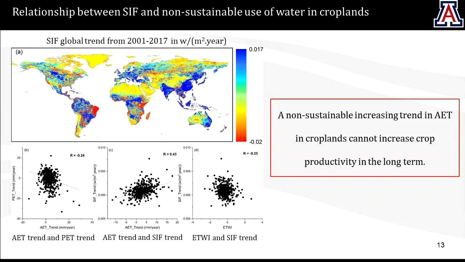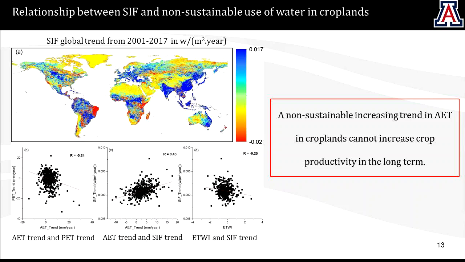Correlation analysis shows that in croplands, the AET trend doesn't necessarily follow the PET trend, with a correlation equal to -0.2. In other words, irrigation planning has likely been done with little or no consideration for change in climate. As expected, the SIF trends and AET trends show high correlation in cropland. Interestingly, ETWI, which is an index of sustainability in water using croplands, doesn't have a significant relationship with SIF trend.